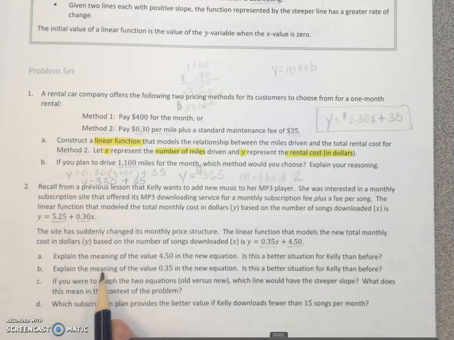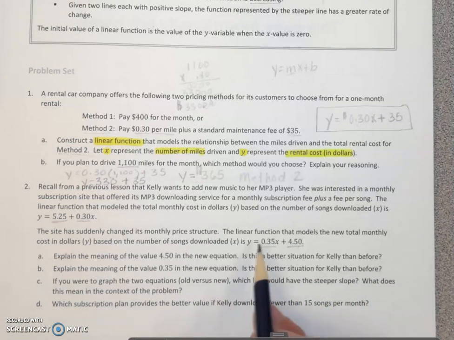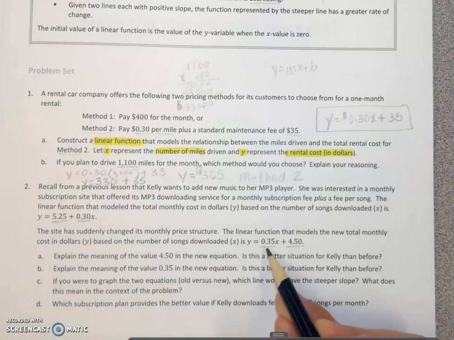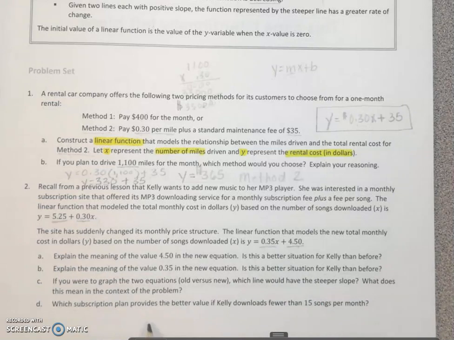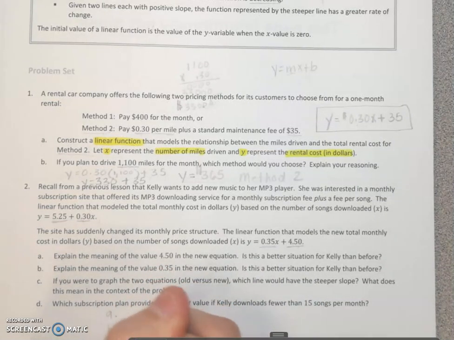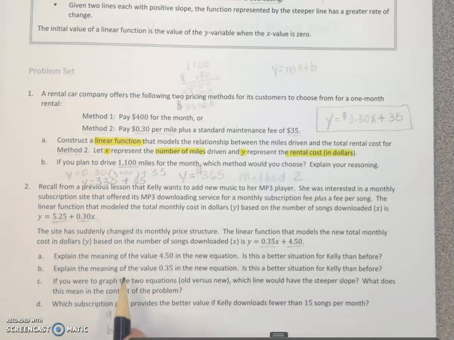Okay, B, explain the meaning of the value 35 cents in the new equation. Is this a better situation for Kelly than before? Okay, so you're looking at 35 cents. So instead of 30 cents per song, it's now 35 cents per song. So I want you to write B down here. So A, and then a complete sentence, and then B, I want you to write a complete sentence. The meaning of the value 35 cents in the new equation is the... Just talked about it. Okay, so I want you to write a complete sentence, capitalized letter, punctuation at the end.